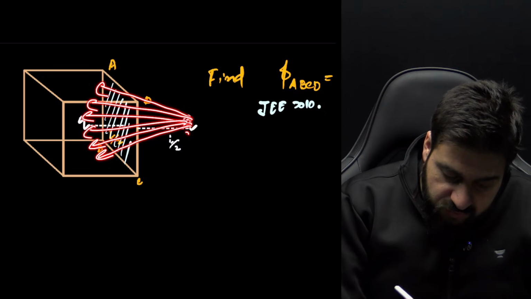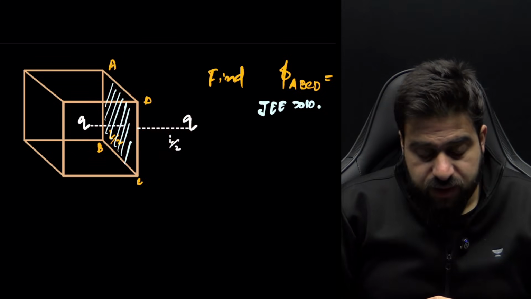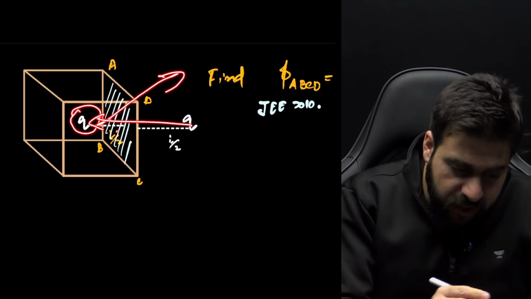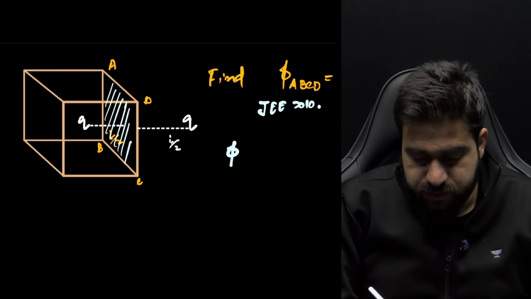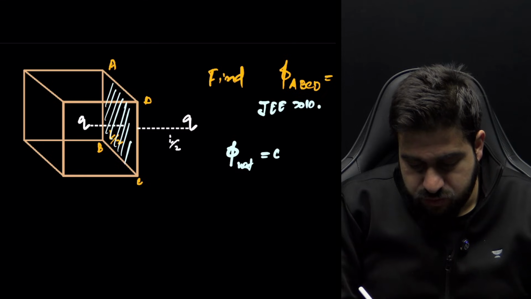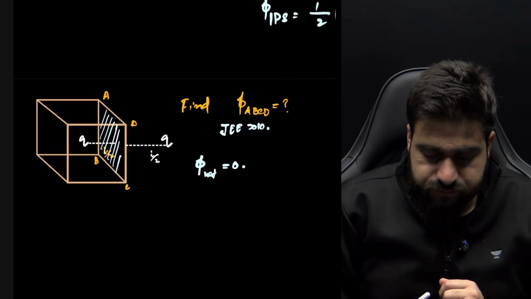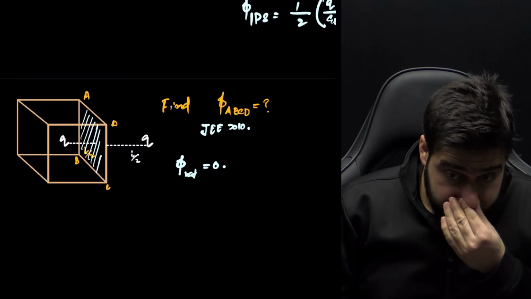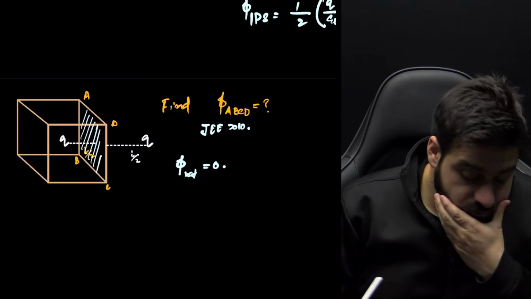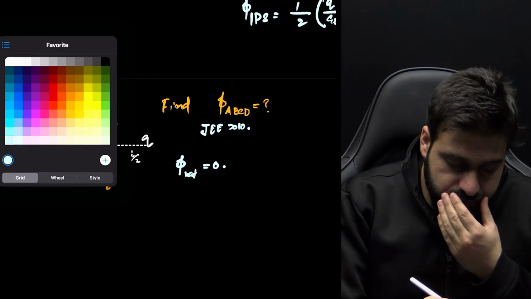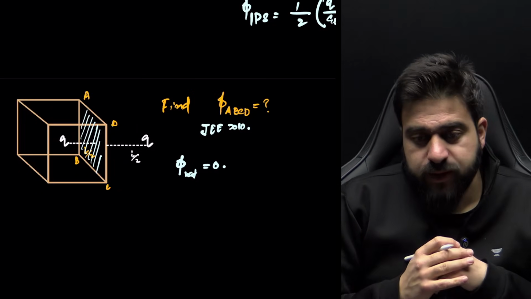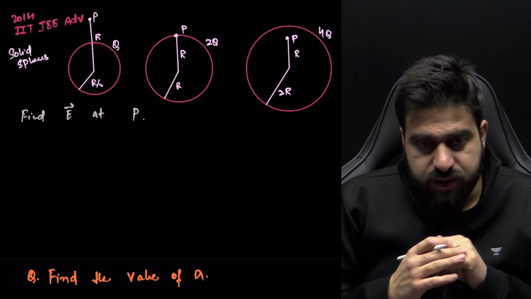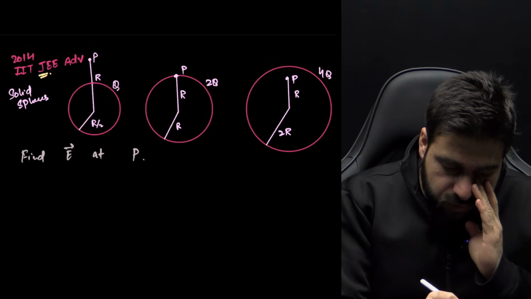And those electric field lines will cross this face. Electric field due to this will go out. Electric field due to this will come in. So we say in this particular case, net flux through ABCD is 0. Net flux through ABCD is 0. This is a question of JEE Advanced 2014.